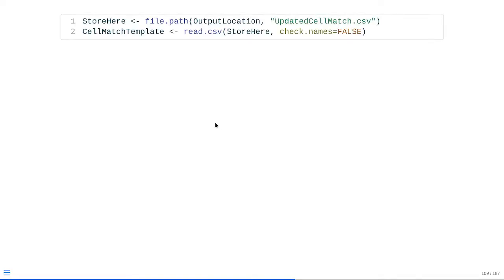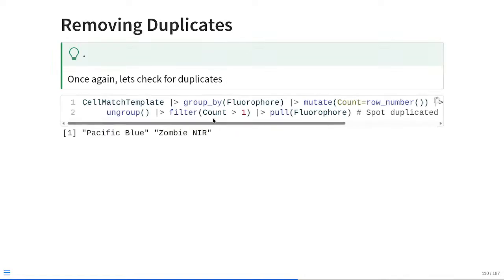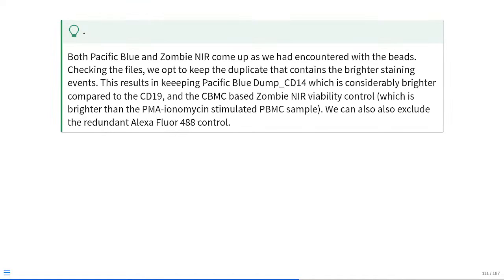And at that point we could read it back in if we wanted to. So let's go ahead and check the data frame, just make sure there are no duplicates. Kind of similar to what we encountered with the bead metadata, there are 2 Pacific Blues present, and there are 2 zombie NIRs present at this point. So both Pacific Blue and zombie NIR come up as being encountered, just like we saw with the beads.